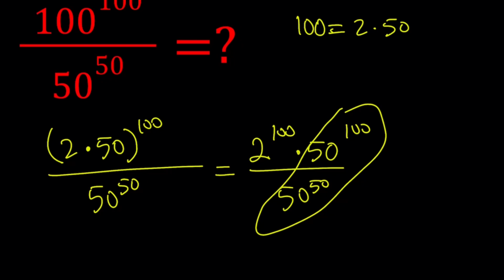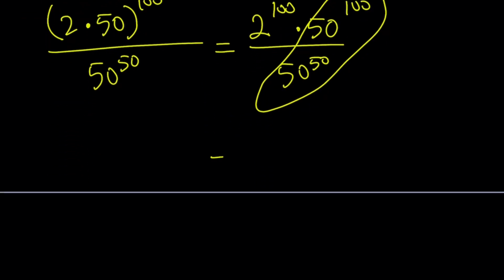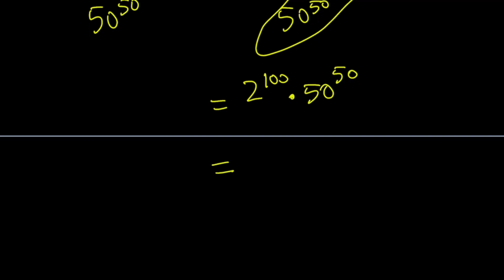Great. Now we can work these two together because they have the same base. All we have to do is subtract the exponents. 2 to the power 100 stays, and from these two we get 50 to the power 50 because 100 minus 50 gives us 50. You can leave it at that if you want, but I'm going to write the 2 to the power 100 as 2 to the power 50 times 2 to the power 50, because 50 plus 50 is 100.